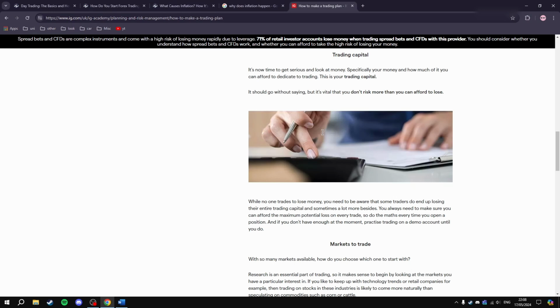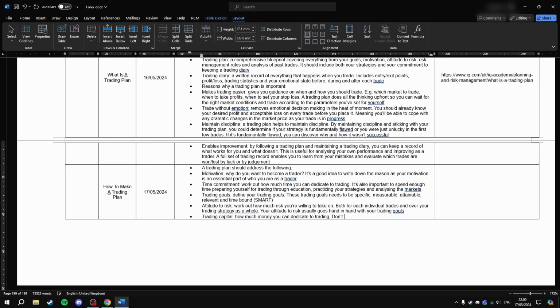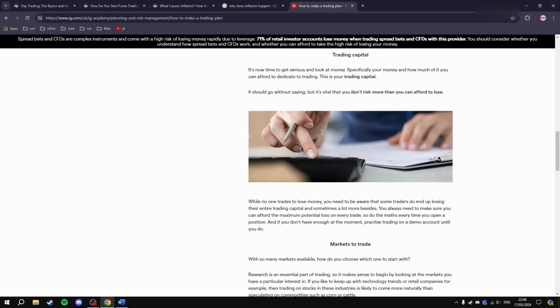It should go without saying, but it's vital that you don't risk more than you can afford to lose. While no one trades to lose money, you need to be aware that some traders do end up losing their entire trading capital, and sometimes a lot more besides. You will always need to make sure you can afford the maximum potential loss on every trade. So do the maths every time you open a position. If you don't have enough at the moment, practice trading on a demo account until you do.